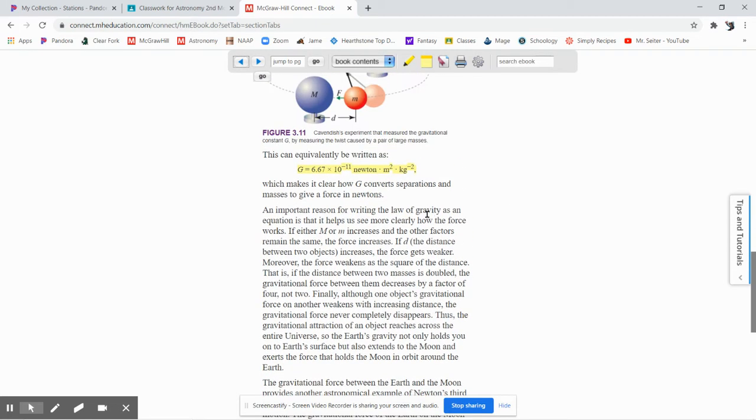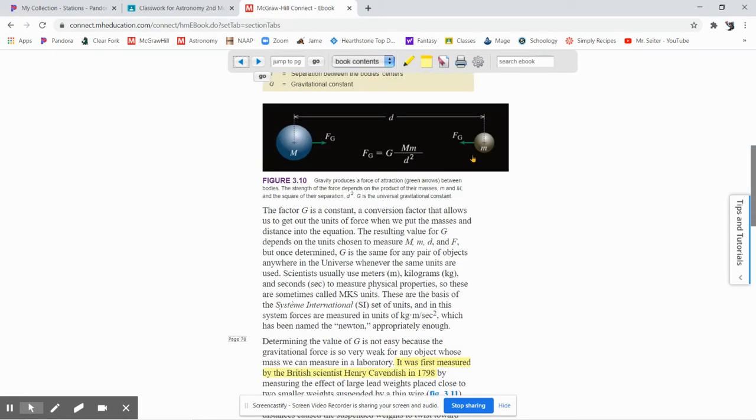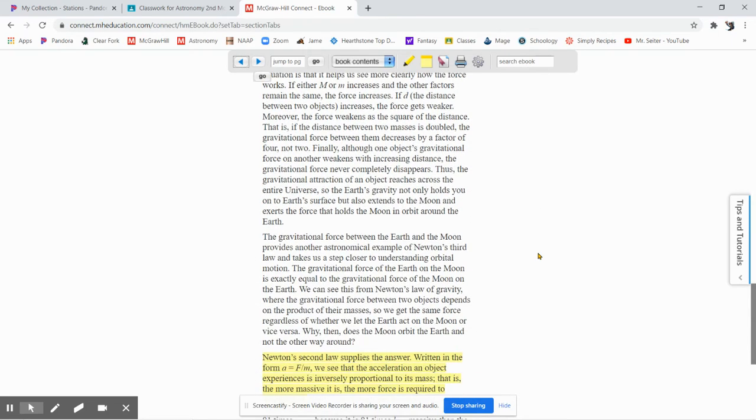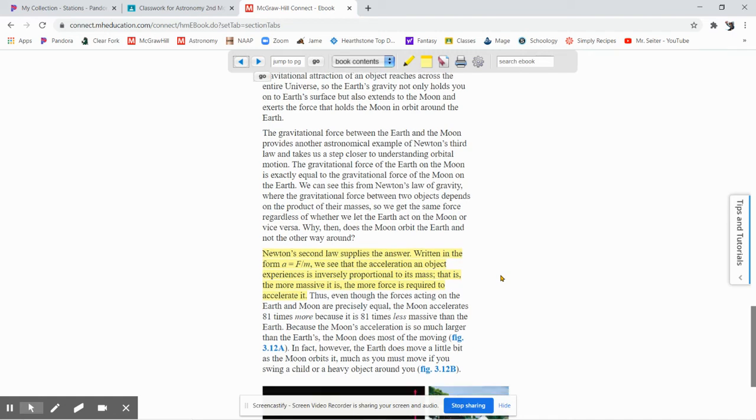Okay, so once we figured this out, we could start figuring out the gravitational force between the moon and the Earth, between the sun and the Earth, and the sun and the other planets. Newton's second law supplies the answer, written as a equals F over m. We see that the acceleration an object experiences is inversely proportional to its mass. That is, the more massive it is, the more force is required to accelerate it.